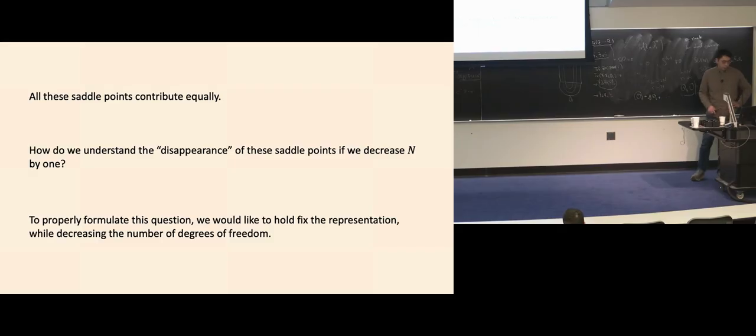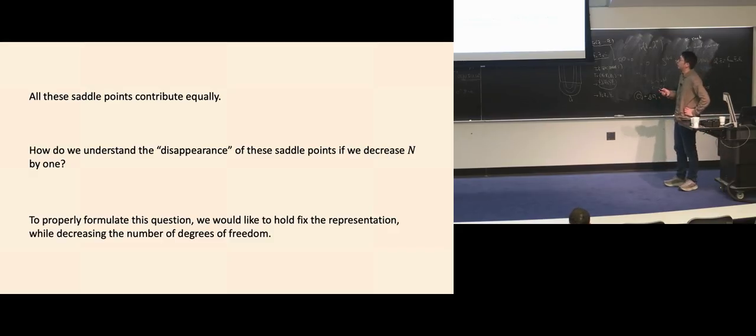Okay, so now one thing I want to do with these, even though it's kind of peculiar, is to see how we understand the disappearance of all these saddle points if we just decrease n by 1. You see, they all contribute equally, but from the microscopic answer, we know that they should somehow disappear if we decrease n by 1. So to do that, we need to properly formulate this question.